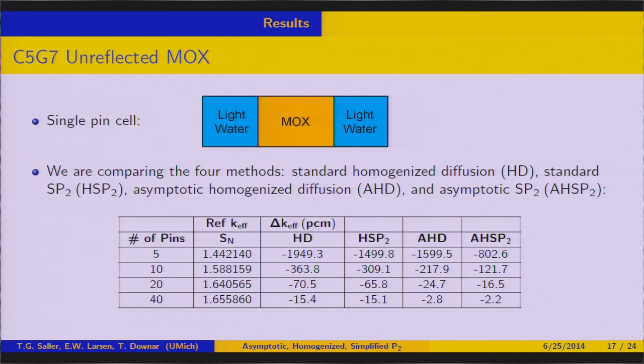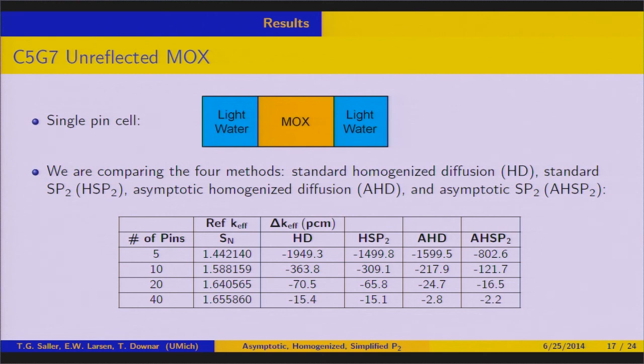I had to put this here because eigenvalue differences are very important in reactor physics, and this means a lot to me. This is a very good table that looks meaningless. So HD and HSP2 are the standard diffusion and SP2 that people do now. AHD is asymptotic homogenized diffusion, and that was something that I got along the way while trying to obtain asymptotic homogenized SP2. These are errors in %milli, which is where you subtract from the reference eigenvalue and then multiply it times 10 to the 5th, so it's a 1,000th of a percent.